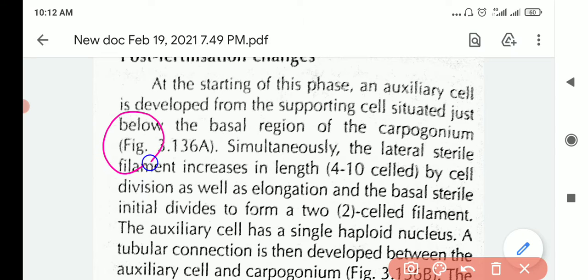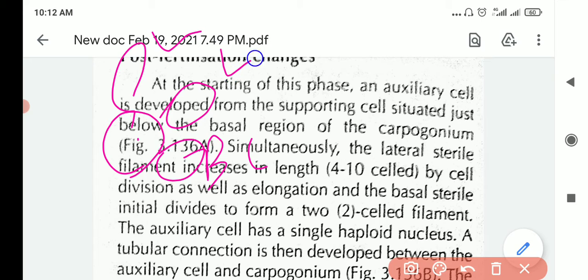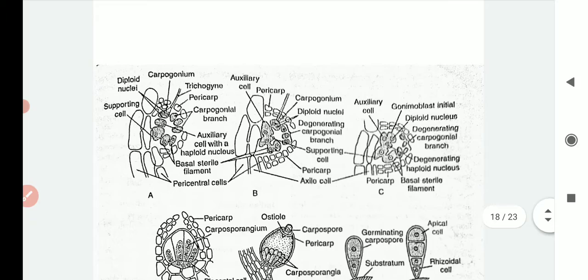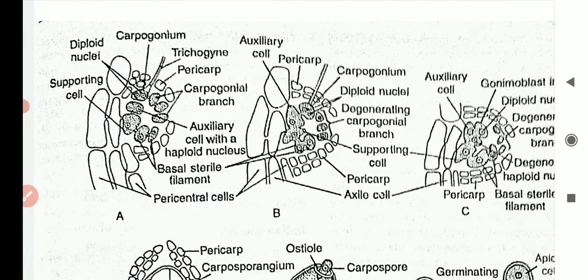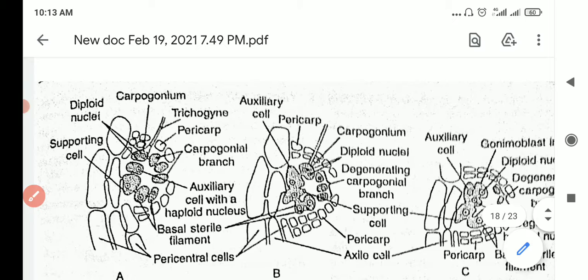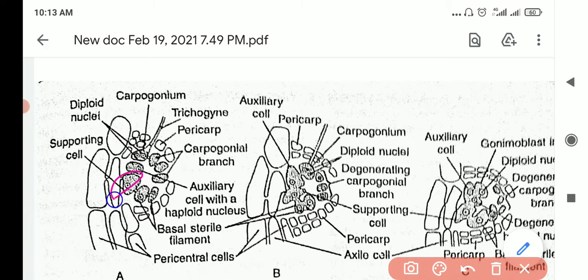You remember, girls, we had a supporting cell, and from the supporting cell we got one basal cell and then two lateral cells. So from this same supporting cell we will get one auxiliary cell. I'll just show you, it'll be very easy. This is your supporting cell, and just next to it, that is your auxiliary cell with the haploid nucleus. See that? That is your auxiliary cell, and it is haploid.